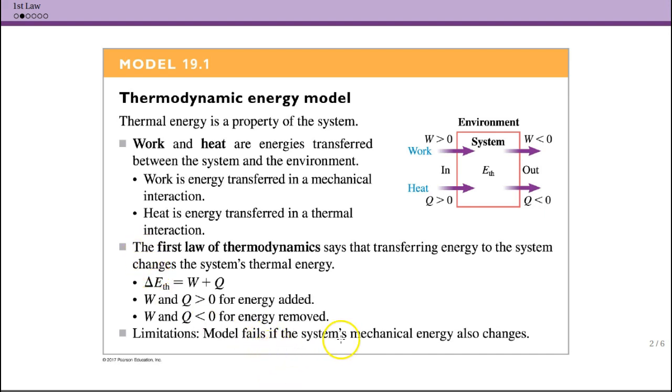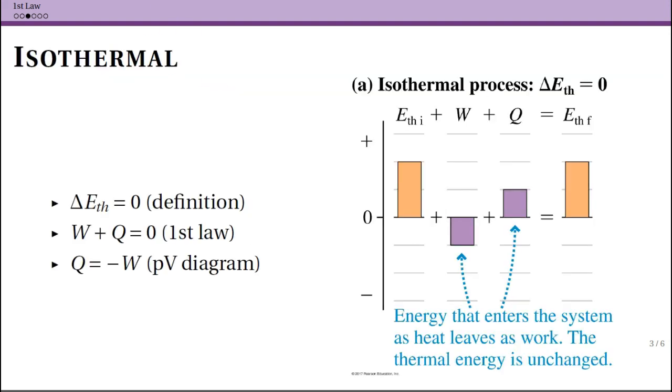So where this model fails is if we actually need to worry about mechanical energy of our system. If we're worried about kinetic energy, if we're worried about potential energy on that macroscopic scale, then you don't want to use this model. So thinking about our basic energy model, that's good for the motion of a ball. Thinking about our thermodynamic energy model, that's good for the state variables of an ideal gas.